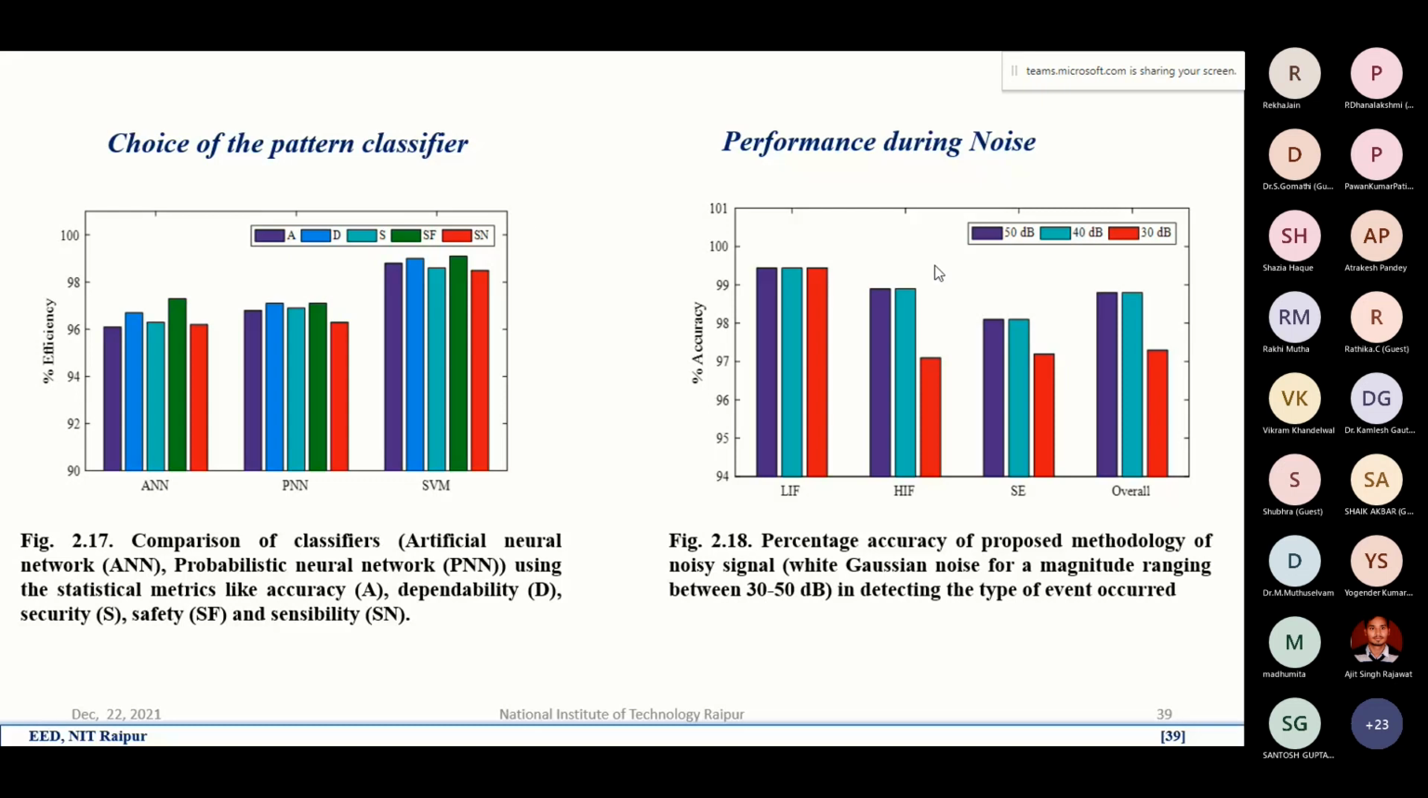The performance of the scheme is also identified in the presence of noise by adding white Gaussian noise to the current signals with different SNR; 50 dB we have added. For all these three, low impedance fault, high impedance fault, switching events, and the overall accuracy is shown in this graph.